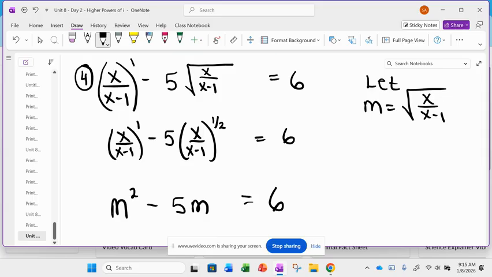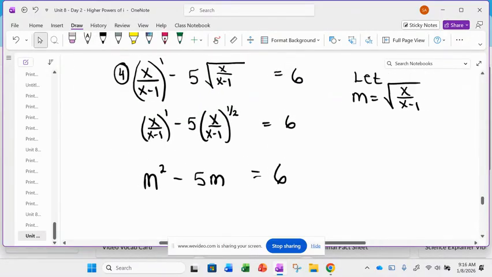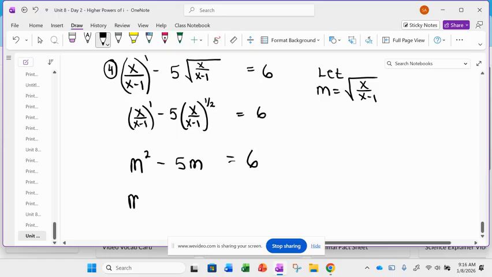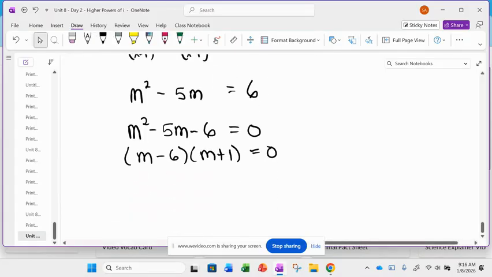Oh, because I didn't let m equal the first power. I let m equal the half power. Then I have to double it: m times m is an m squared. So now we're going to factor, so we're going to set equal to 0. So now we have an m squared minus 5m minus 6 equals 0. Easy peasy factoring, m minus 6 and m plus 1. So then we have m equals 6 and m equals -1.